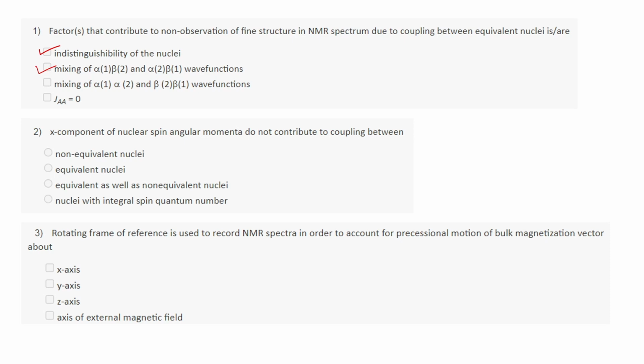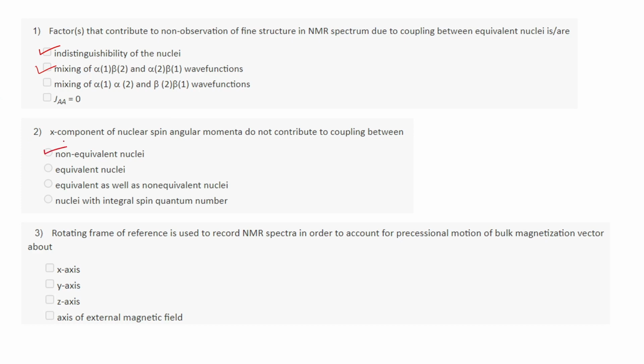Now the second problem: the X component of nuclear spin angular momenta do not contribute to the coupling between what? The options are non-equivalent nuclei, equivalent nuclei, and nuclei with integral spin quantum number. Actually, the right answer is non-equivalent nuclei.